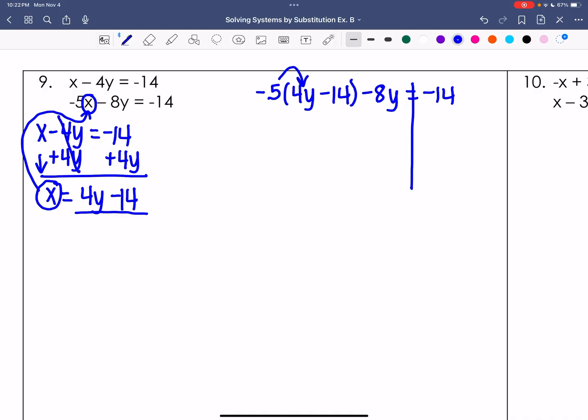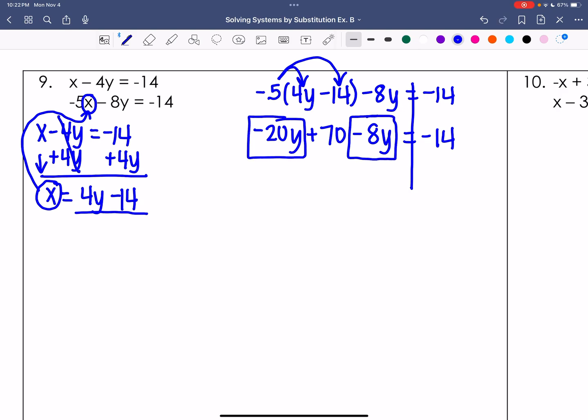So here I'm going to distribute. Negative 5 times 4y is negative 20y. Negative 5 times negative 14 is a positive 70. Minus 8y equals 14. Now my next step is to combine like terms. So we have negative 20y minus 8y, which ends up giving us negative 28y. And I'm dropping down plus 70 equals 14.